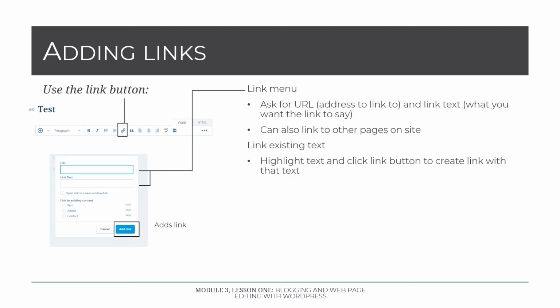To add links, you simply need to click on the link button on your menu. It looks like a chain link. When you click the link button, the link menu will ask you for a URL. This is the web address of the page you want to link to. You can find it at the top of your browser. The menu will also ask you to insert the text you would like your link to display, something like "click here." You can also link to other pages on your WordPress site automatically with your Link to Existing Content menu. You can also highlight text in your post and click the link button to add a link to text you already have in your post.